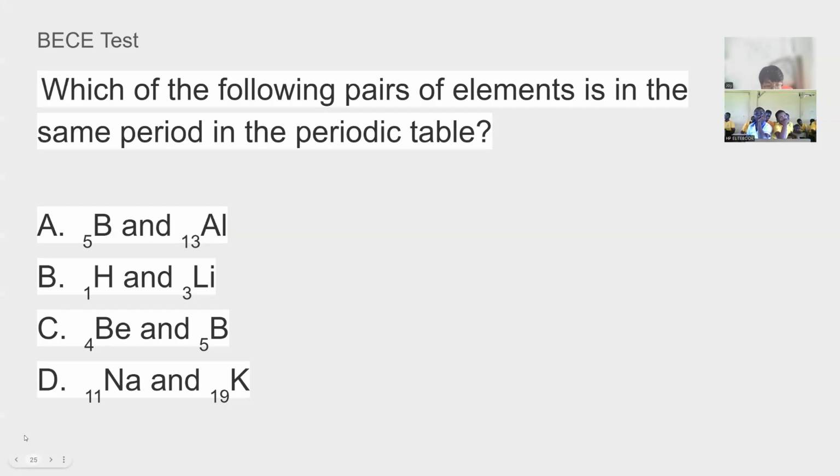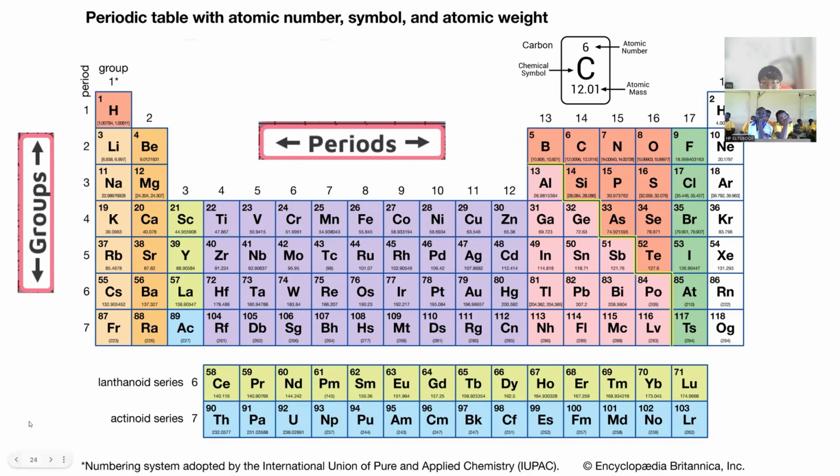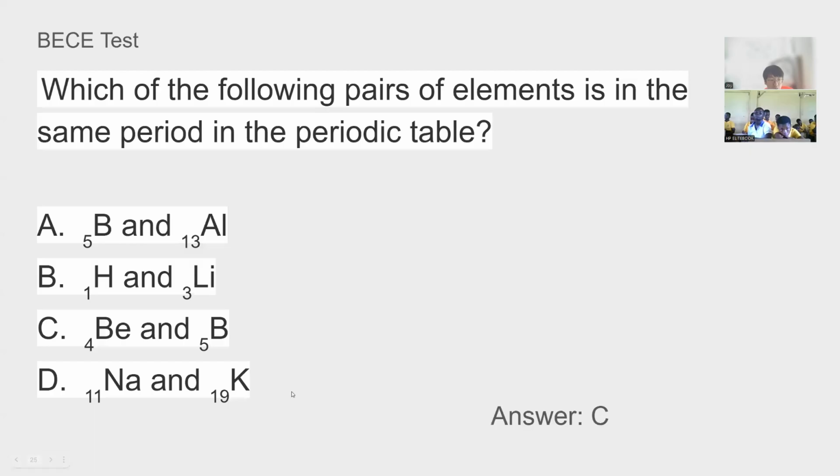Let's look at Be and B. Beryllium is over here, boron, B, is over here. Can you guys see this? There's a connection. They're in the same period, both in period 2. That's why this is the correct answer. It's going to be C, beryllium and boron.